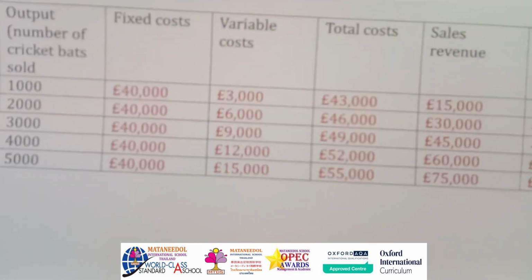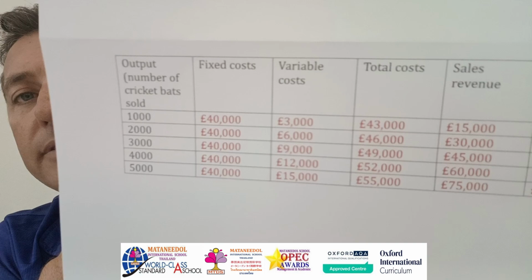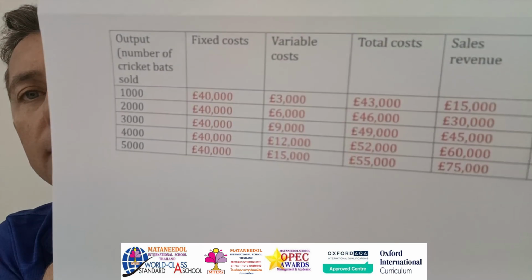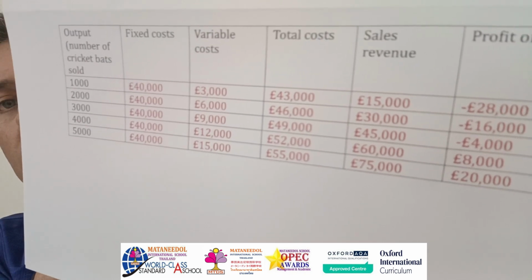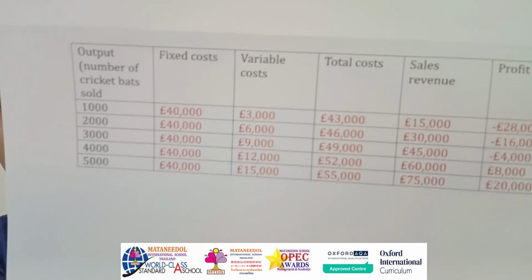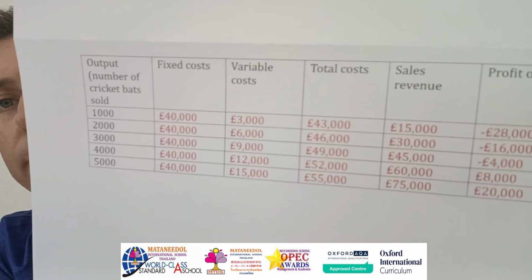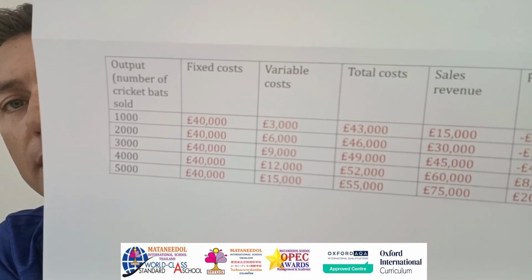So they've got to get to the point where they sell enough cricket bats to cover their costs. And that's going to be roughly around the 3,500 mark. So for them to cover all their costs, to break even, they're going to need to be making around about 3,500 cricket bats every month.